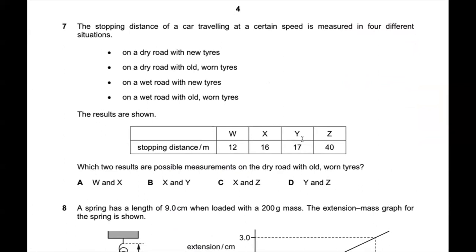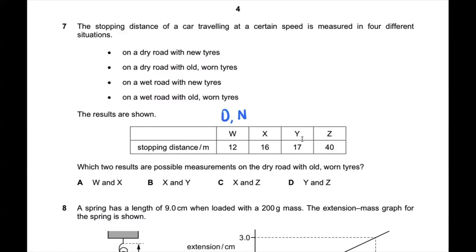All right, this looks like a good question. Stopping distance of a car traveling at a certain speed is measured in 4 different situations: on a dry road with new tires, on a dry road with old worn tires, wet road with new tires, wet road with old worn tires. Results are shown. So you have the stopping distance given. Now, if you look at all of these conditions, I think that the least stopping distance, which is 12, must be when you have a dry road and new tires, right? So that's definitely dry road and new tires.